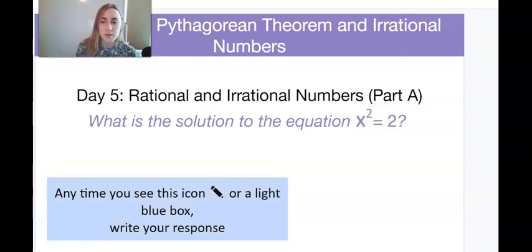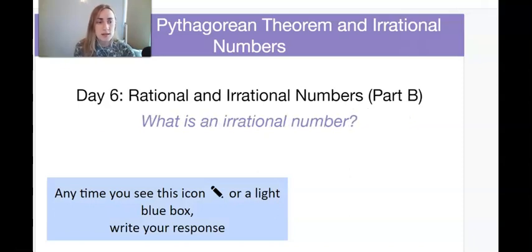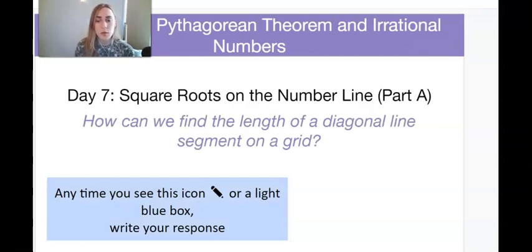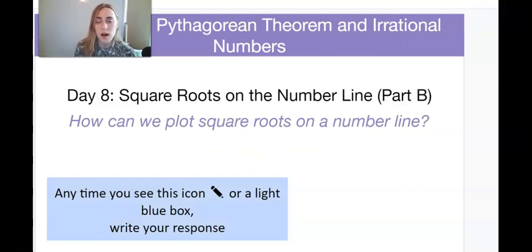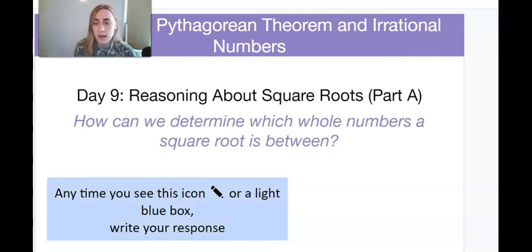The lessons for this week are going to cover the topics of rational and irrational numbers. The first day of the week is going to be answering the question, what is the solution to the equation x squared equals 2? On day 6, students will be addressing the big question of what is an irrational number. On day 7, students will be working to find the length of a diagonal line segment on a grid. On day 8, students will be plotting square roots on a number line. And on day 9, students will be determining which whole numbers a square root is in between.